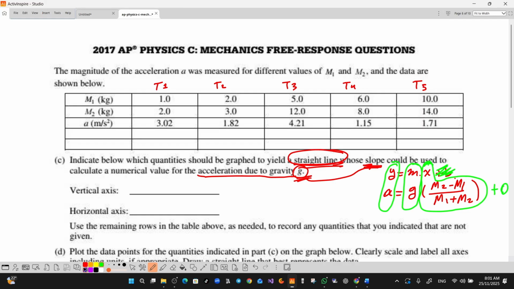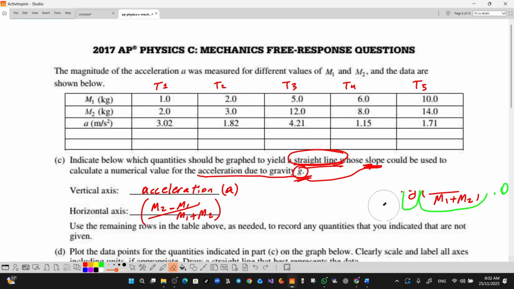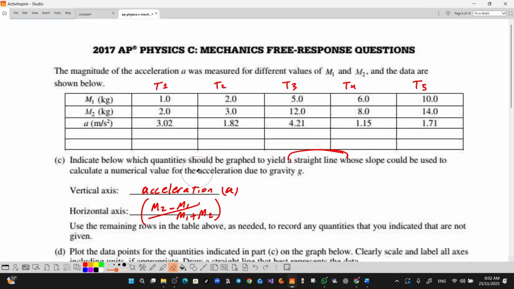From this comparison, we can say that along the y-axis, or the vertical axis, we must plot the acceleration of the system. And along the x-axis, we must plot m2 minus m1 over m1 plus m2. No need to write this in our answer sheet. We just need to show the label of the vertical axis and the name of the quantity along the horizontal axis.